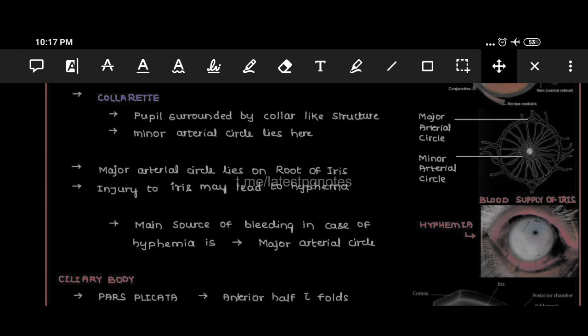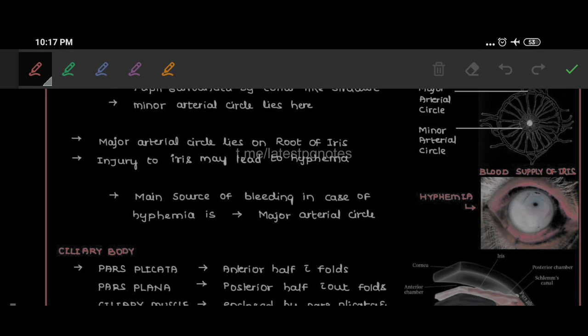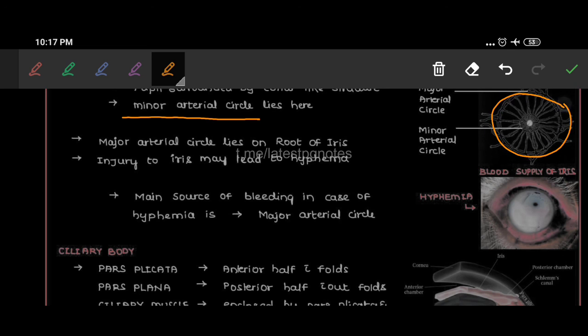Guys, the pupil is surrounded by a collar-like structure. As you can all see in the mirror in your eyes, your pupil is surrounded by a collar-like structure known as the collarette. Just behind the minor arterial circle lies the major arterial circle, just behind the limbus of your eyes, or we can say at the start of the ciliary body, which is also known as the root of the iris.